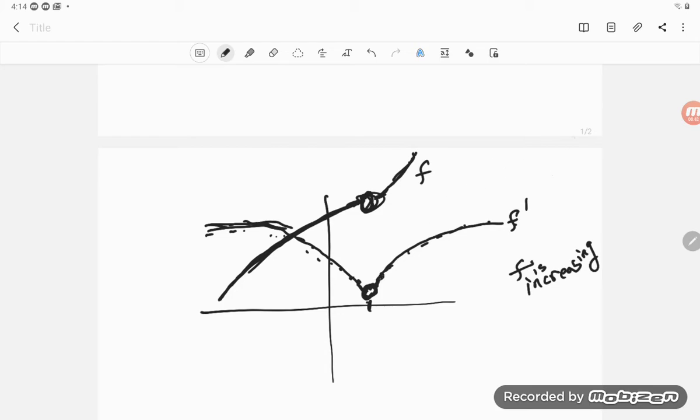Now this has positive slopes. Okay, so it seems like f double prime should be positive then, and here this is concave up, so yeah, it should be. So this is like an inflection point here.